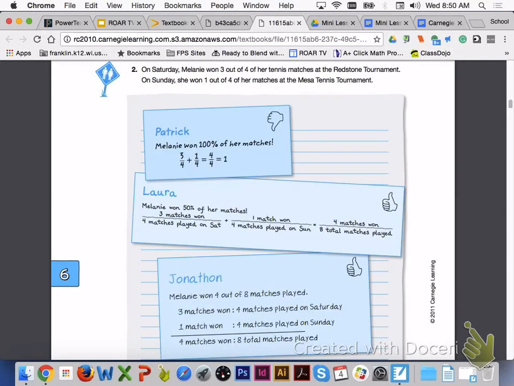Please turn to problem 2, number 2 on page 396. On Saturday, Melanie won 3 out of 4 of her tennis matches at the Redstone tournament. On Sunday, she won 1 out of 4 of her matches at the Mesa tennis tournament. So take a look at the 3 examples for Patrick, Laura, and Jonathan and the work that they did, and answer letters A through D with your group members on page 397.